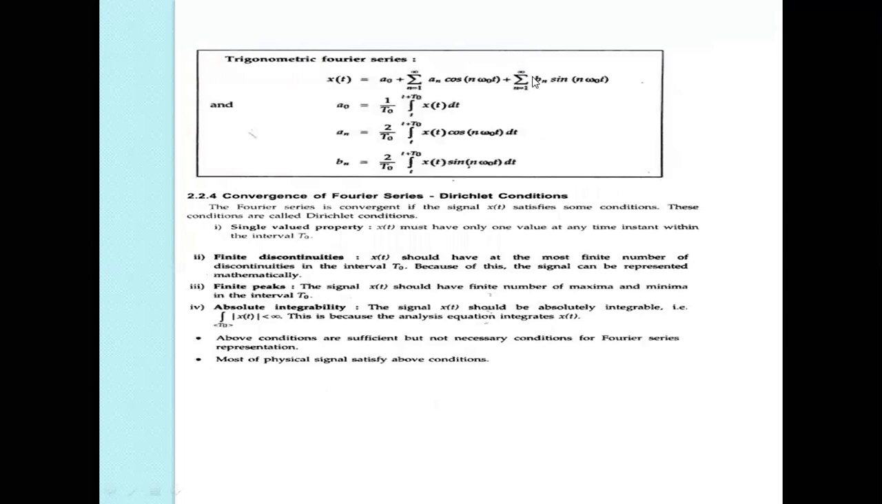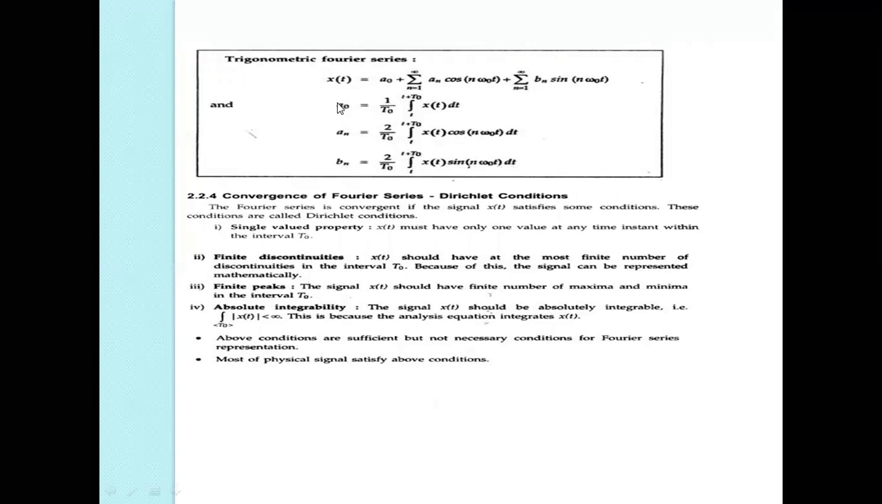So here the denominator part, the integral of cos square n omega naught t dt over the interval t to t plus t naught, is t naught by 2, and similarly the integral of sine square n omega naught t dt over t to t plus t naught is also t naught by 2. Then we get an equal to 2 by t naught integral t to t plus t naught x of t cos n omega naught t dt, and bn is equal to 2 by t naught integral t to t plus t naught x of t sine n omega naught t dt.